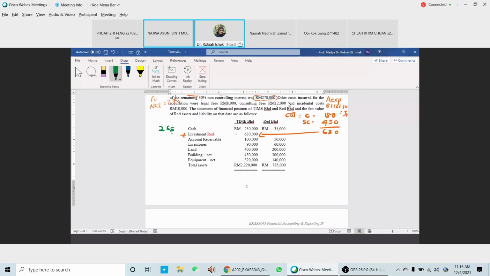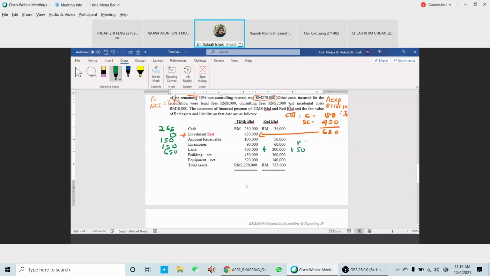Investment is 0. And investment will be 0. Okay. Accounts receivable 150. Accounts receivable will be 150. Inventory 150. 150 also. Okay. And then land. 650. You're going to have 50. 650 here means when you add together and then plus another 50, isn't it?